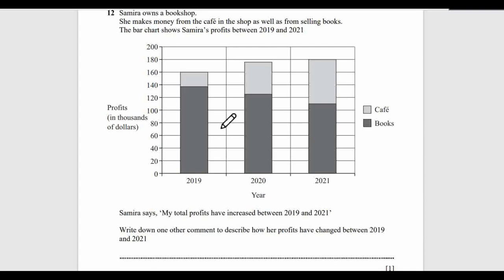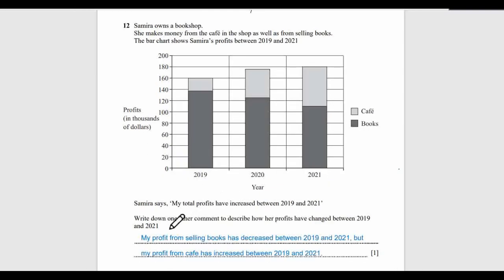Check out the answer, guys. The other information can be, Samira will say my profit from selling books has decreased between 2019 and 2021, but my profit from cafe has increased between 2019 and 2021. So books decrease, cafe increases. Alright, let's move on. If you have any other possible answer, you may type down in the comment section. We'll reply to you. Next, question 13.